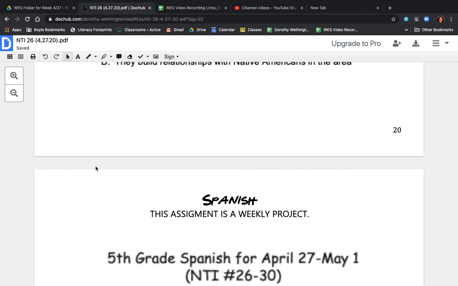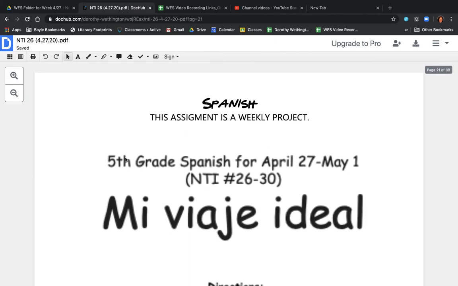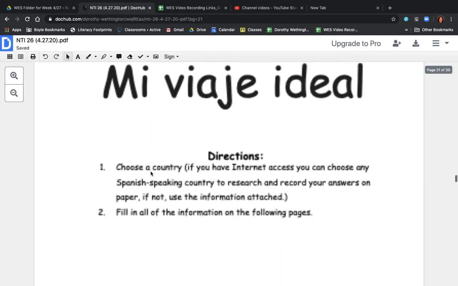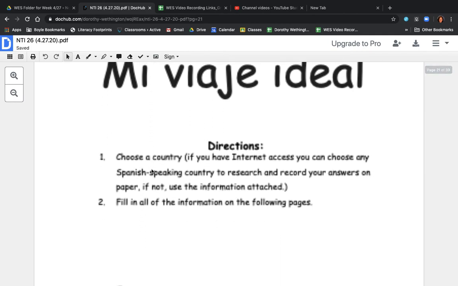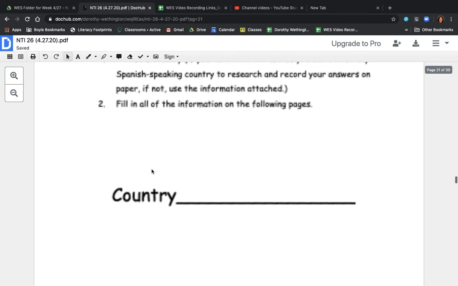Spanish. This assignment is a weekly project. This is 5th grade Spanish for April 27th through May 1st. Not all classes have Spanish. I believe Mr. Elliott's homeroom does not have Spanish. The directions are to, number 1, choose a country. If you have internet access, you can choose any Spanish-speaking country to research and record your answers on paper. If not, use the information attached. Number 2, fill in all of the information on the following pages.